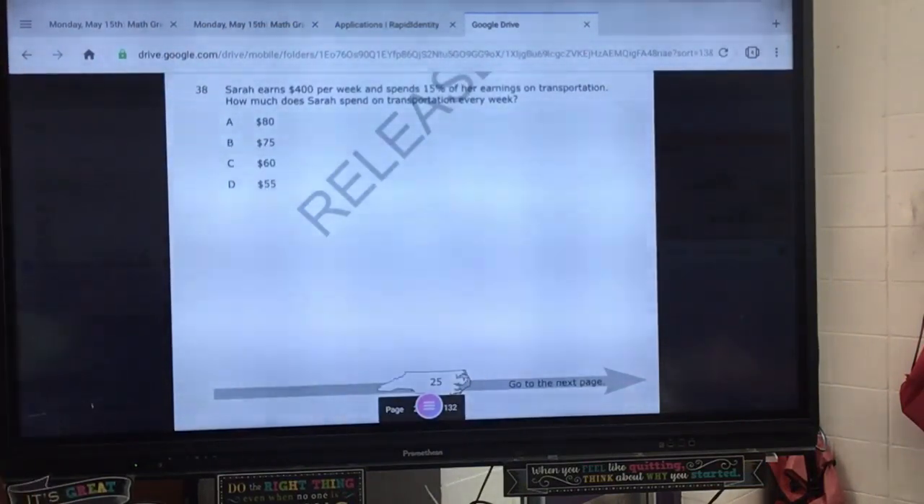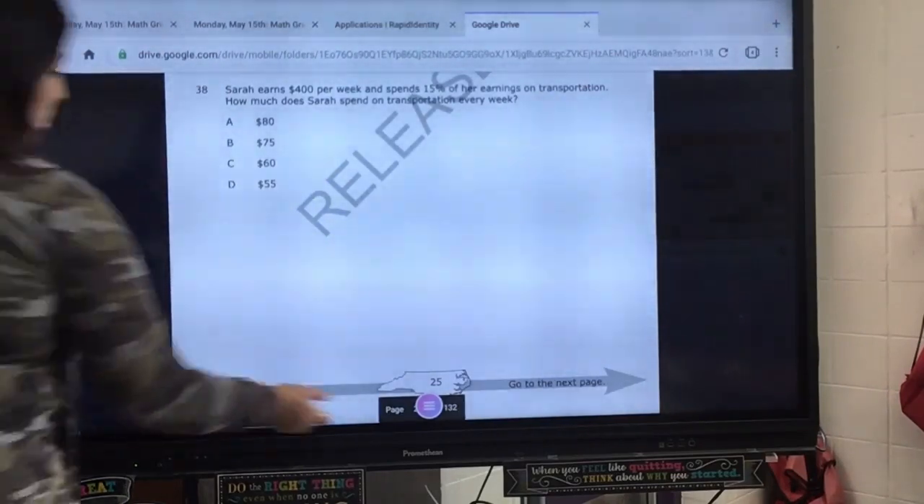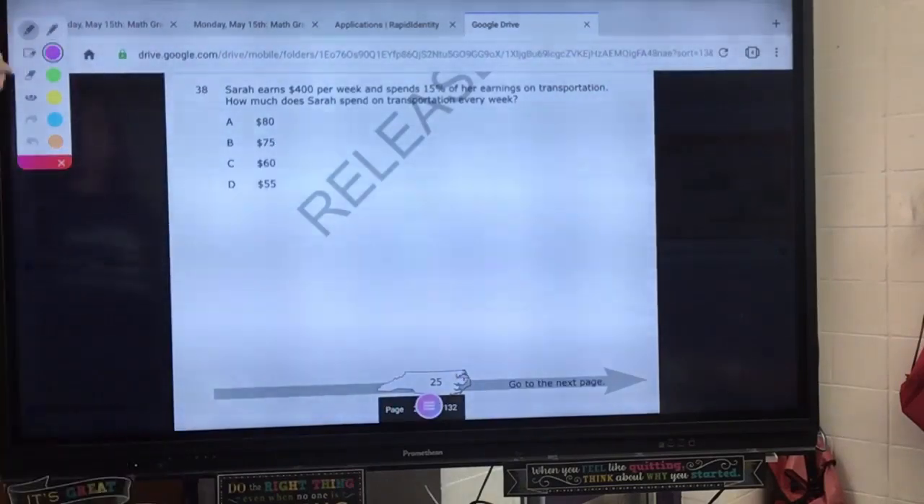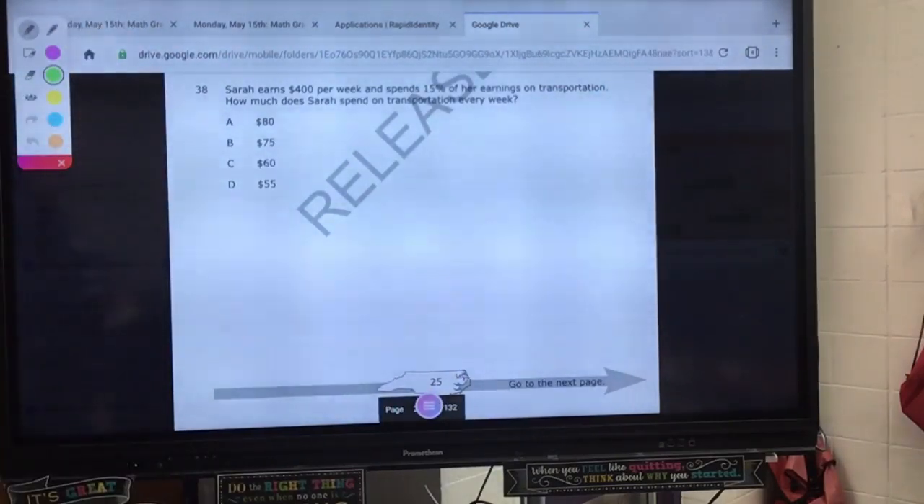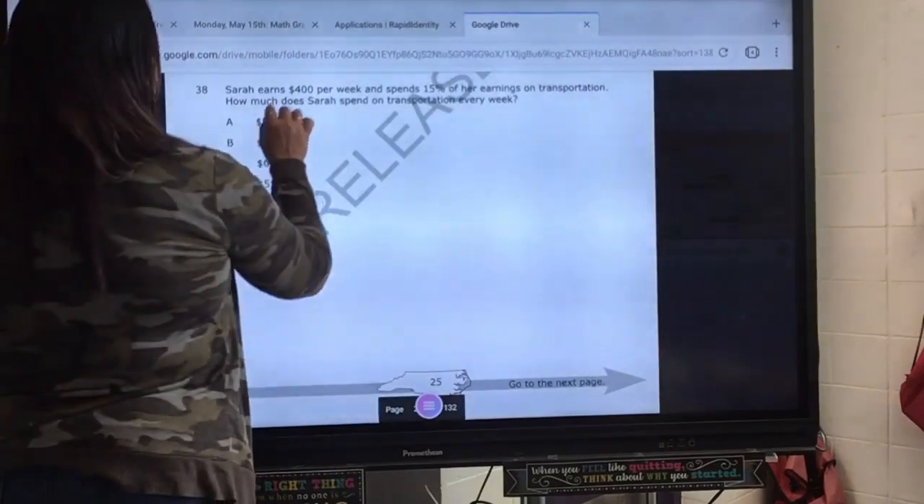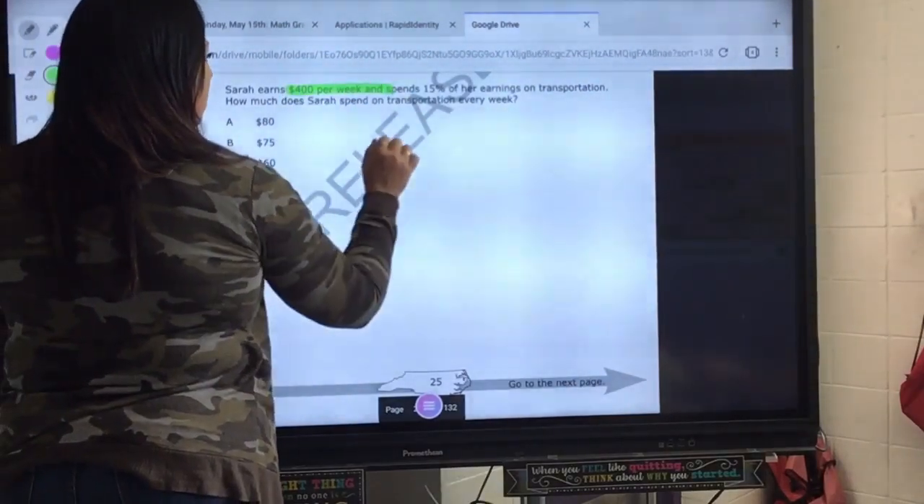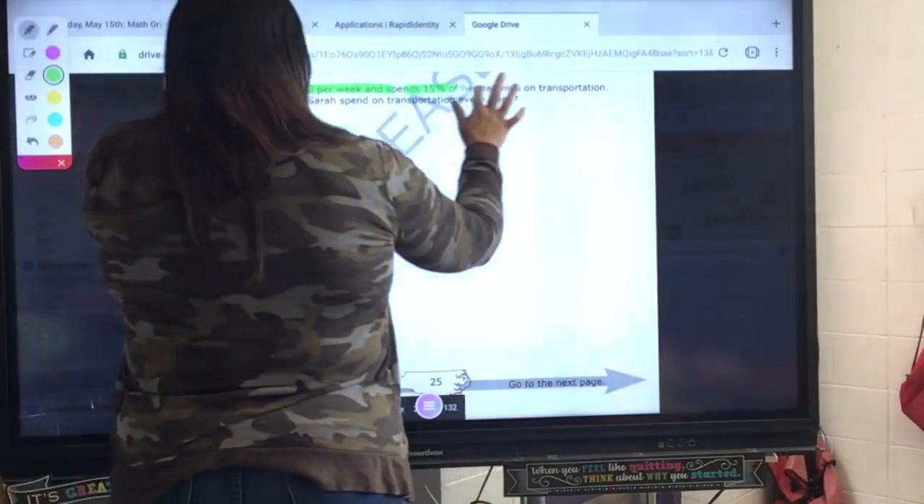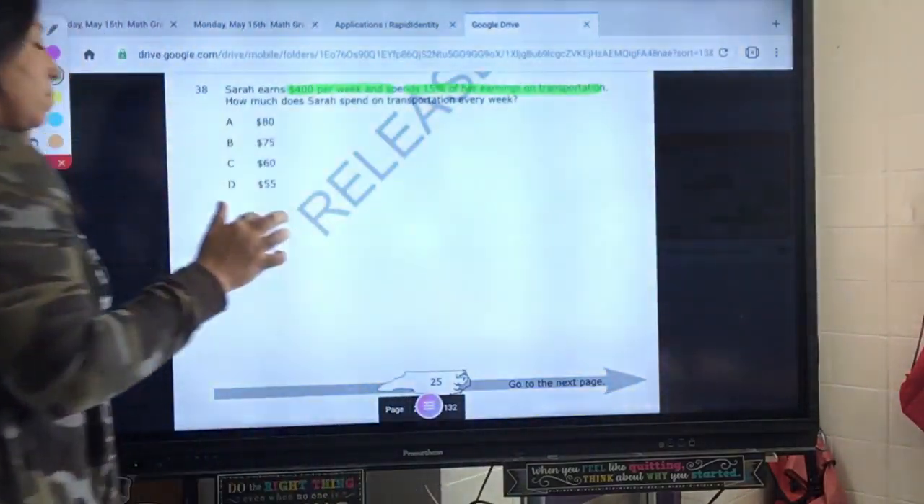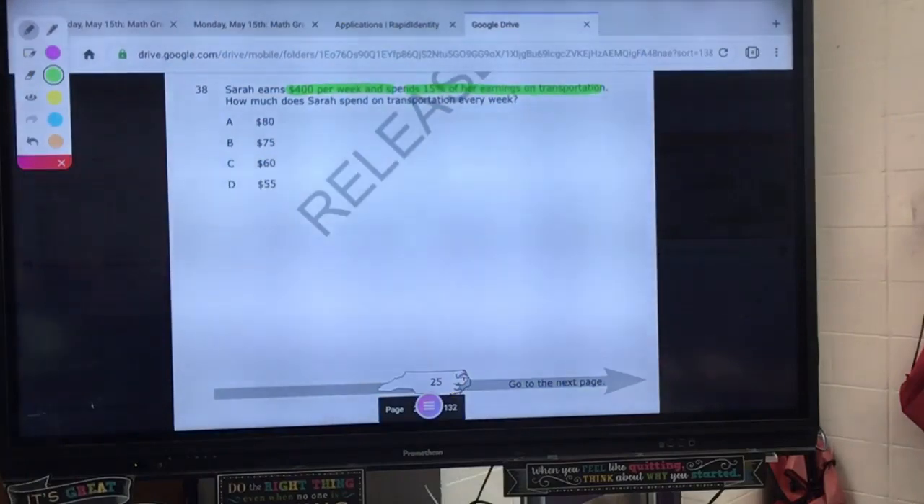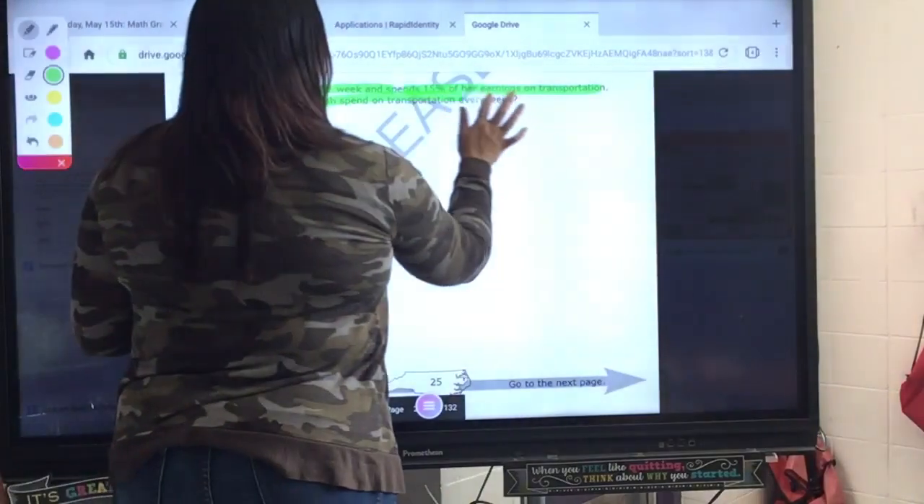So, Sarah earns $400 per week and spends 15% of her earnings on transportation. How much does Sarah spend on transportation each week? All right, what is important in our sentence? What's important in our sentence? Ronnie? Sarah earns $400 per week and spends 15%. Okay. What else is important? Kylie? How much does Sarah spend on transportation each week?